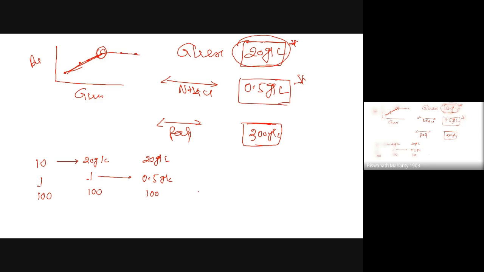Next time, I'm keeping these things fixed and only changing this one, right? And I'm reaching 20 gram per liter, 0.5 gram per liter, and for example, this is 300.